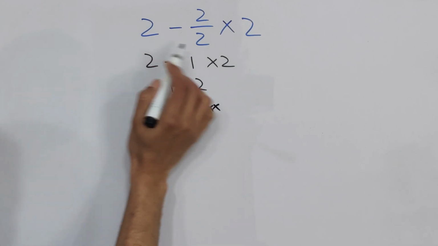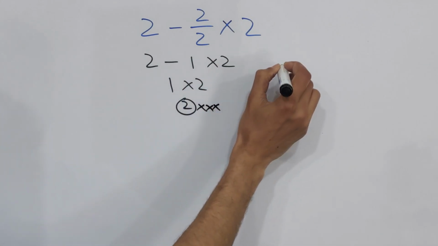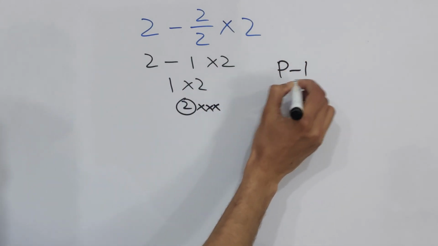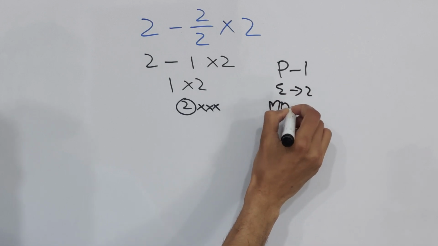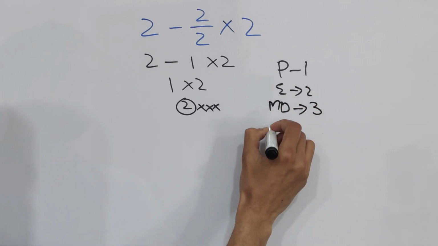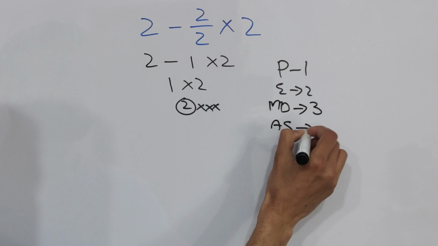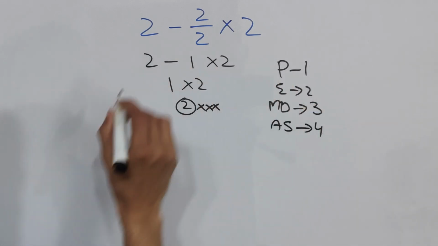So for the order of operations we use the PEMDAS rule. So parentheses first, exponents, multiplication and division from left to right, and addition and subtraction from left to right.